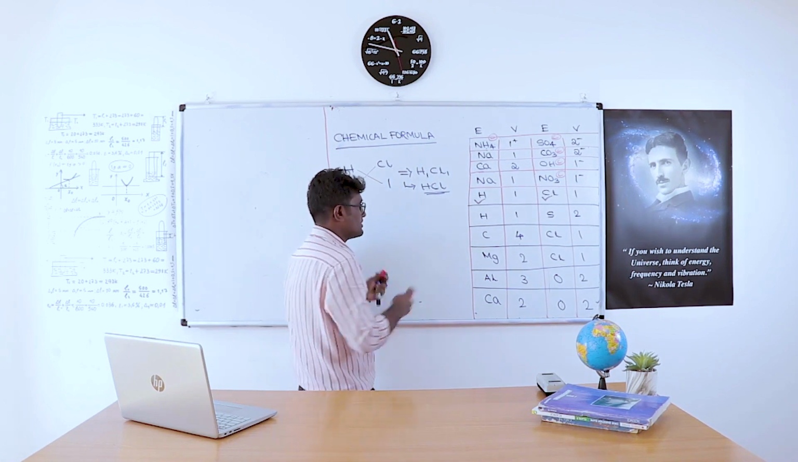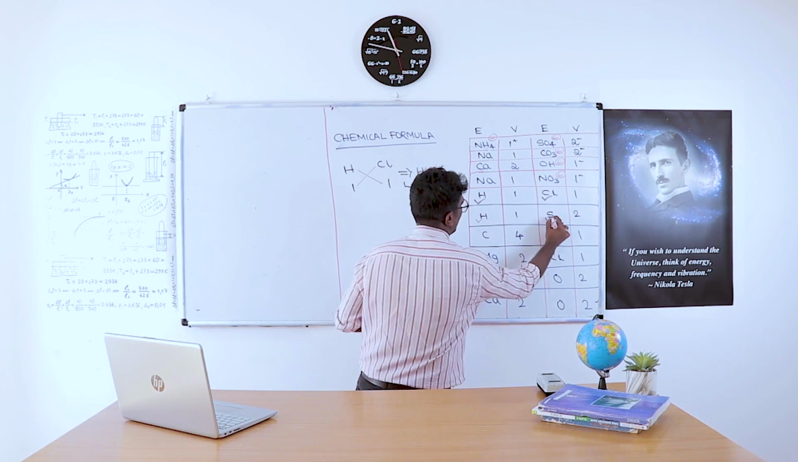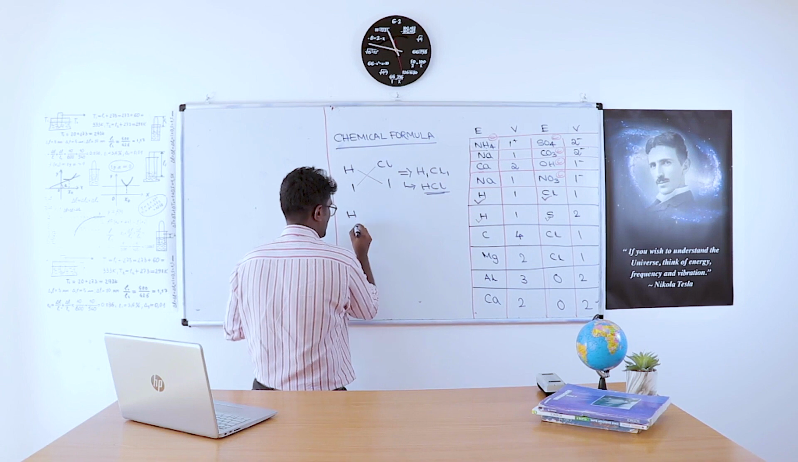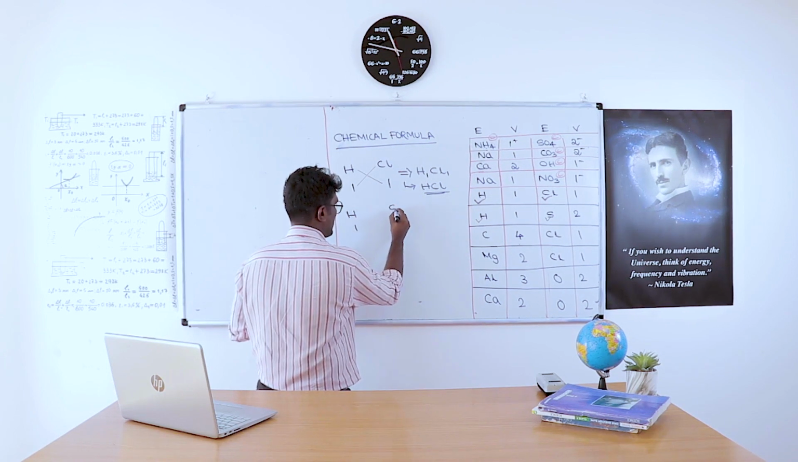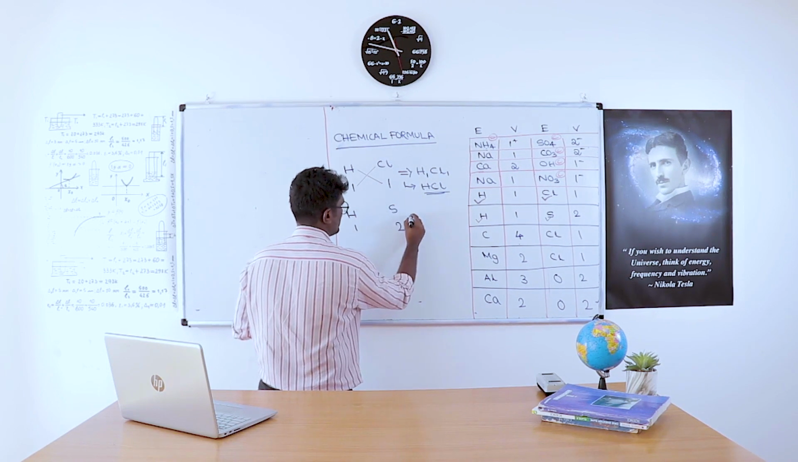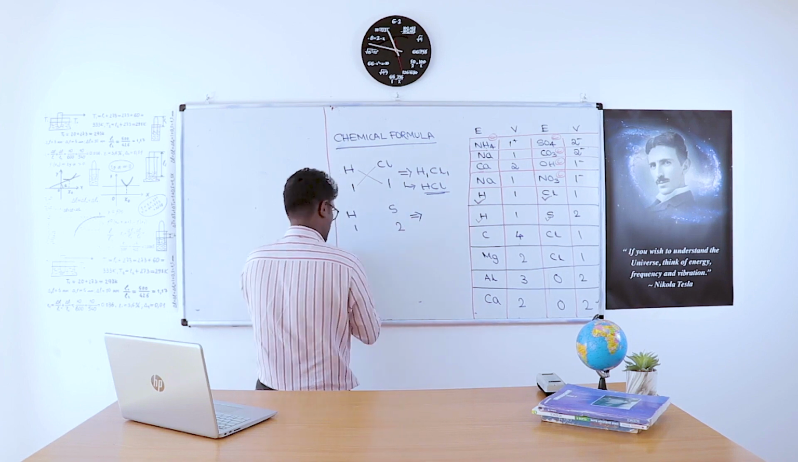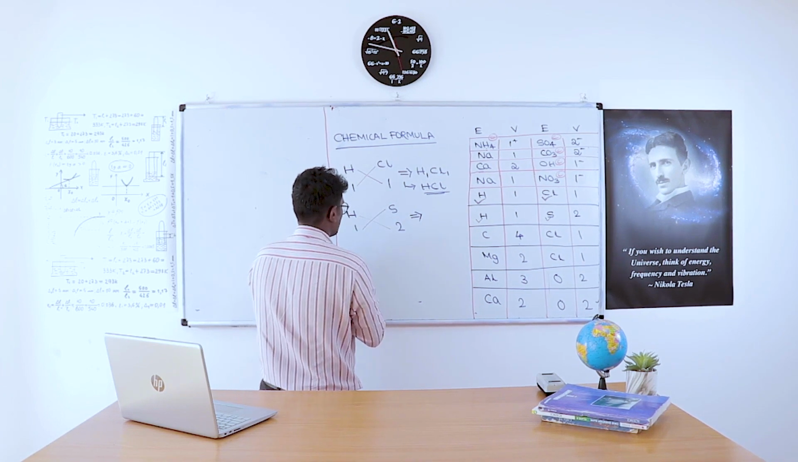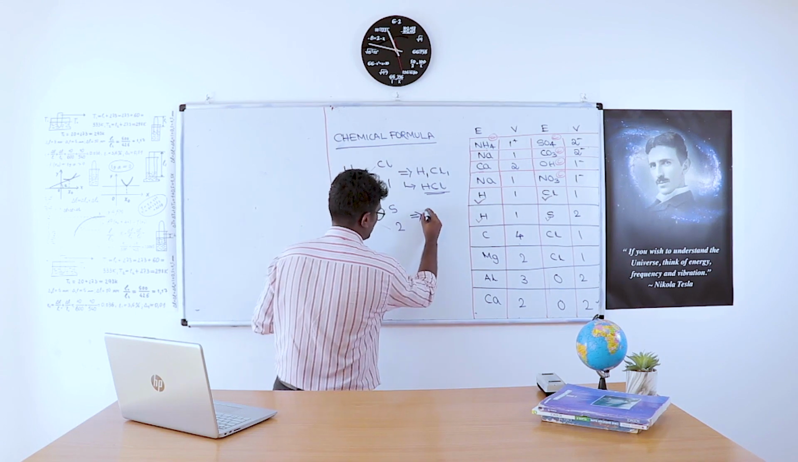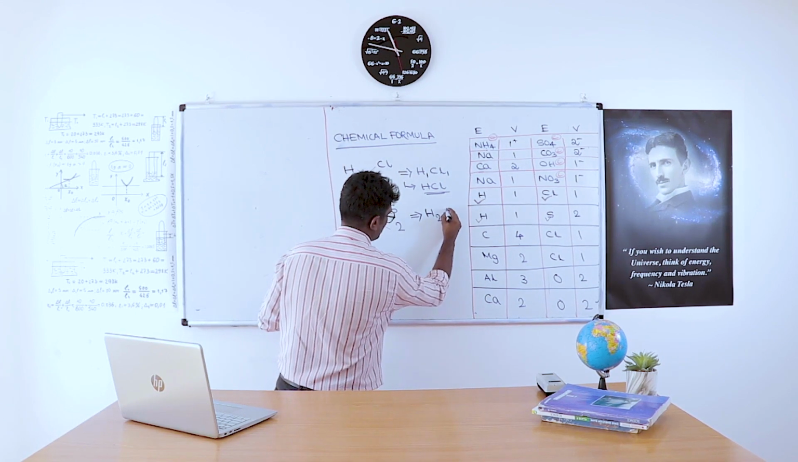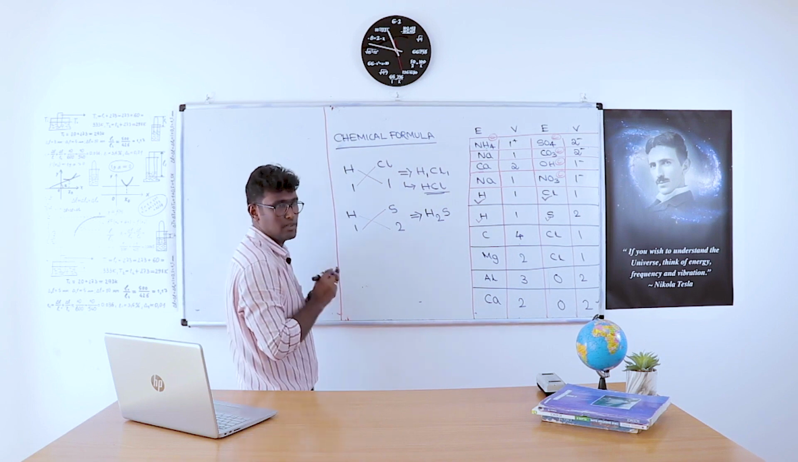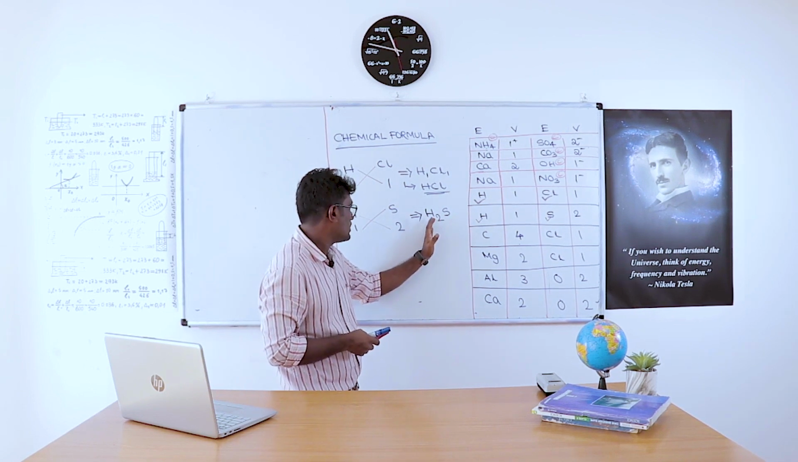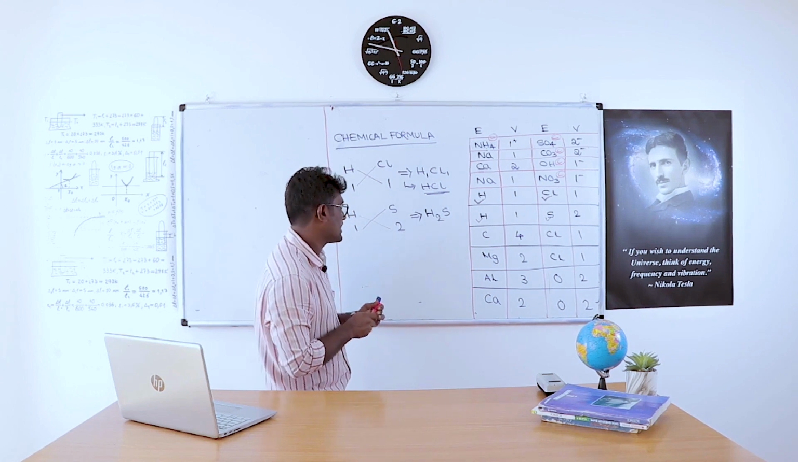The next one is hydrogen and sulfur. Hydrogen, the valency is 1; sulfur, the valency is 2. So how will you write? We have to interchange, so H2S. The valency will always be written as a subscript. So this is hydrogen sulfide.